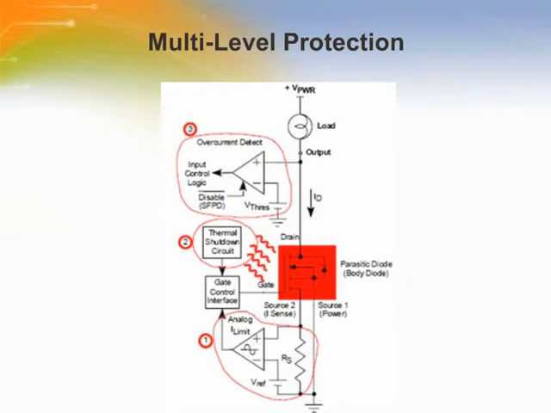Many IC switches incorporate schemes which provide multiple levels of output protection. The multiple levels include output current limiting, thermal shutdown protection, and overcurrent protection.